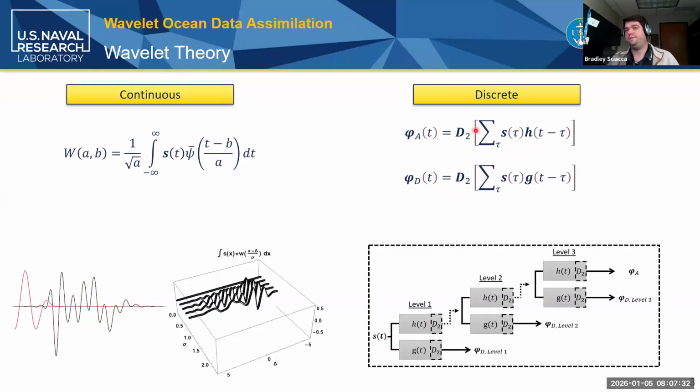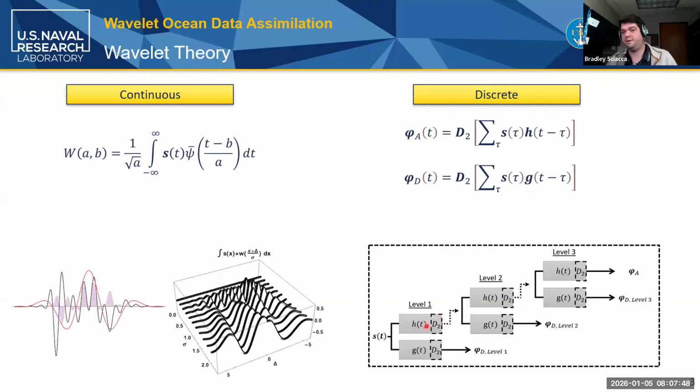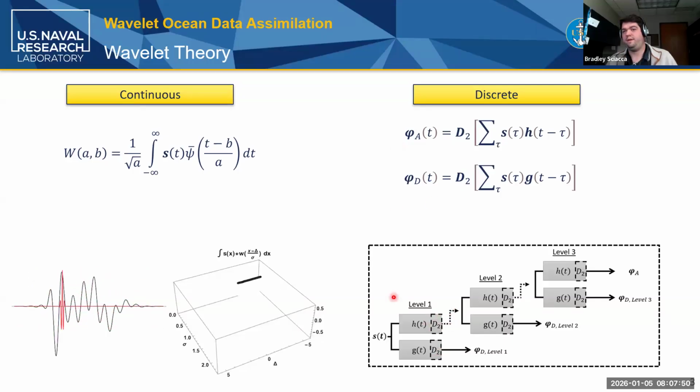And all you're doing is convolving with these low pass and high pass filter coefficients that correspond to a particular discrete mother wavelet. And then you are downsampling the result to get these two distinct outputs at each level. You have an approximation output, which is going to be here, and you have a high pass output, which is called the details.